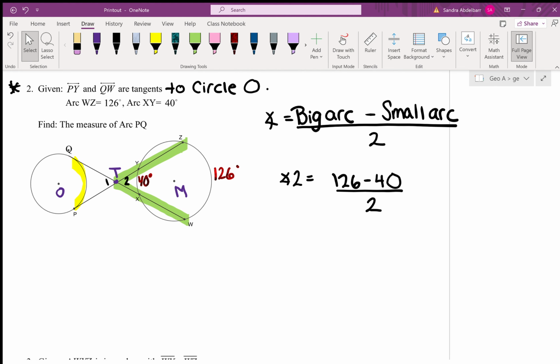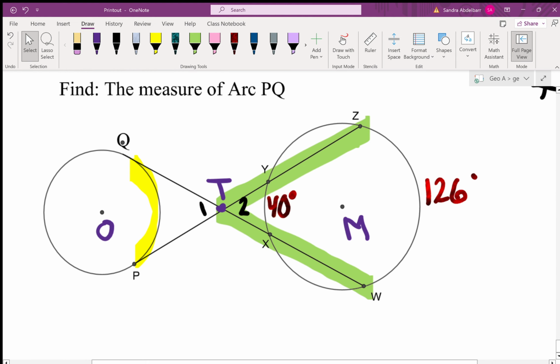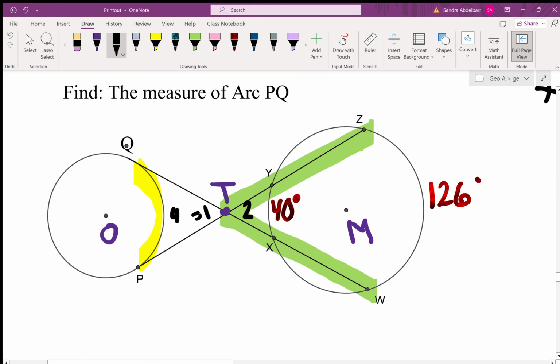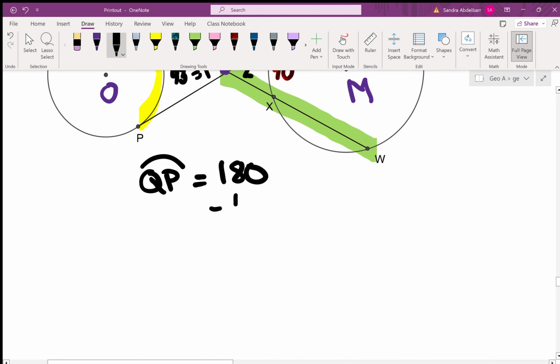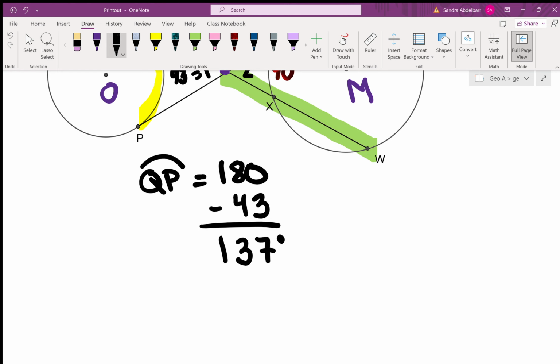So where are we at? Angle 2 equals 42? 43? Yep, you're right, 43. All right, so angle 2 equals 43, which means what? If angle 2 equals 43, then angle 1 also equals 43. Now, since we know angle 1 equals 43, can I find arc QP? Yeah, arc QP will equal 180 minus 43, which is 137 degrees.